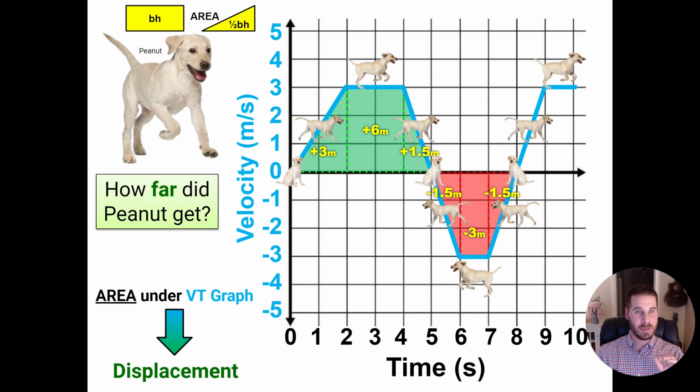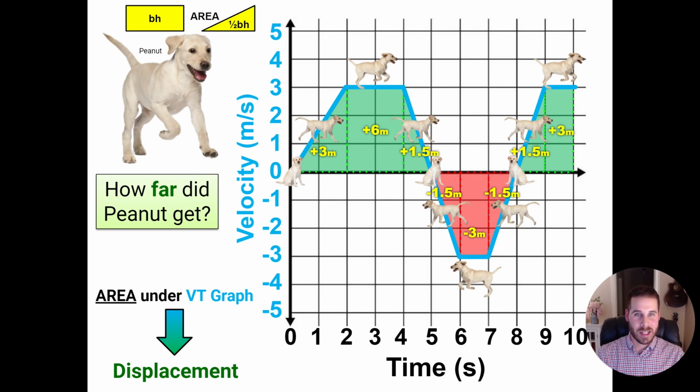So now he's stopped once again, and the final part of his journey is where he's moving forward, similar to the beginning of his journey. So let's look at that triangle right there between 8 and 9 seconds. 1/2 times the base, which is 1, times the height, which is 3, is +1.5 meters. And the last section is a nice little rectangle with a base of 1 and a height of 3. 1 times 3, of course, is 3 meters.